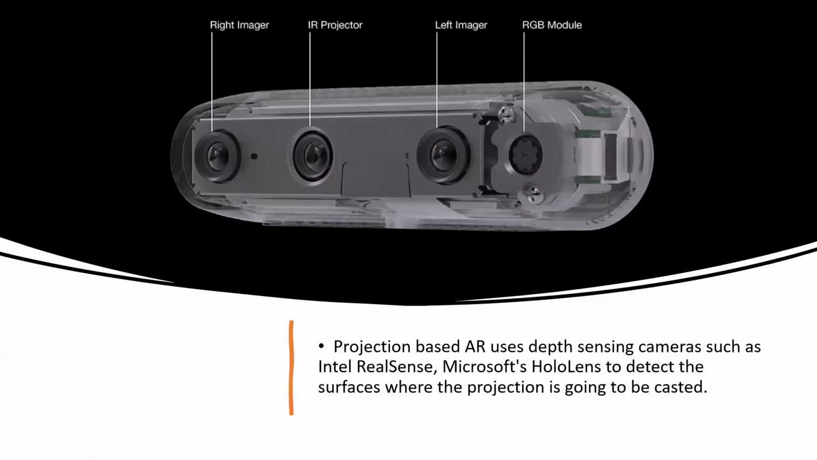Now, to get the right depth estimation, you need a depth camera. So you have your RGB model in the depth camera, you have right and left imager, and then you have IR. So it also has a night vision mode. And projection based AR works best when it is connected to a depth camera. A depth camera is typically by RealSense or Microsoft HoloLens to detect the surfaces and how they are cast.